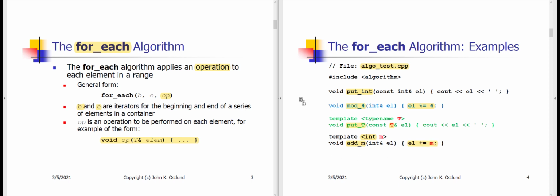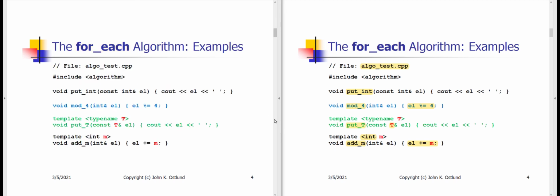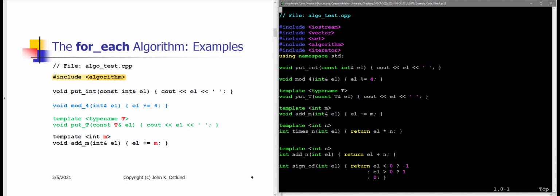So let me scoot these over to the other side here. I'm going to lose my highlighting, but that's all right. All right, so here are these same 4 function definitions. Notice that in order to use the standard algorithms, I need to include the algorithm header. And let me actually pull up a live terminal in which I'm writing this code.